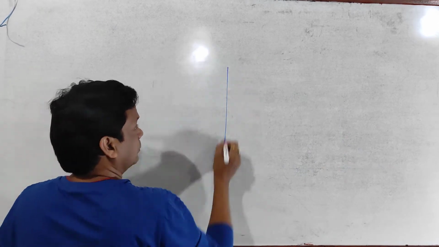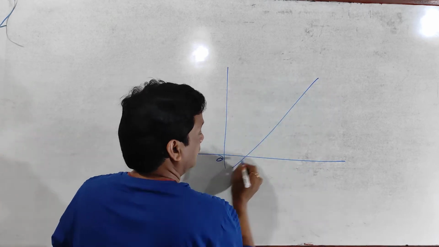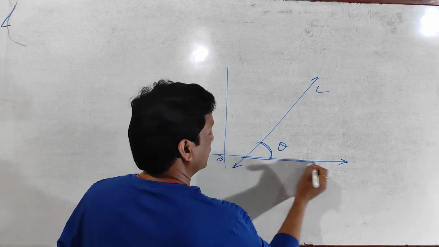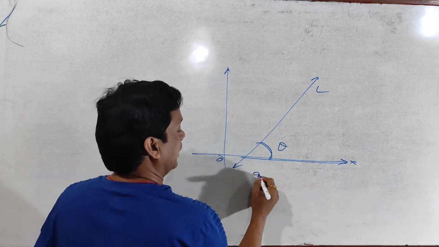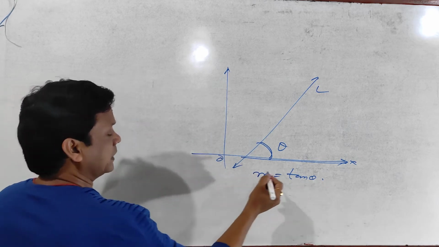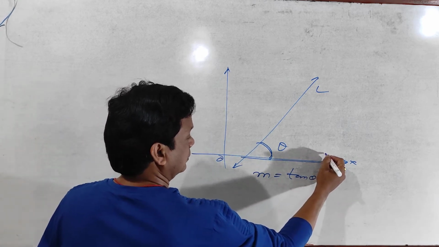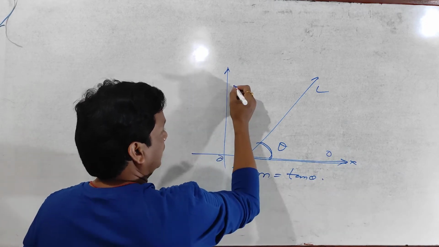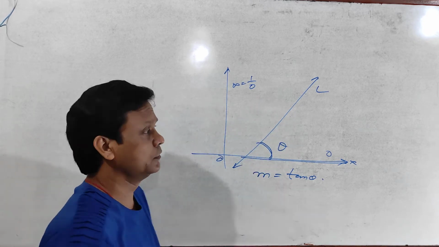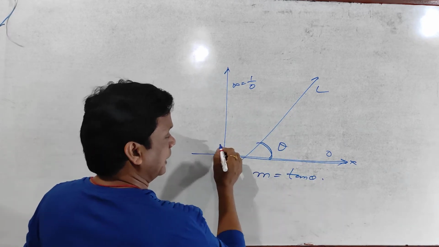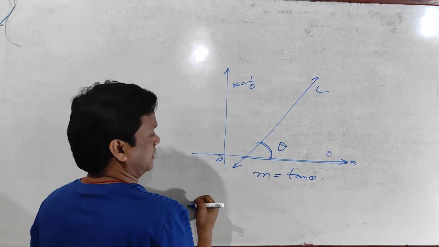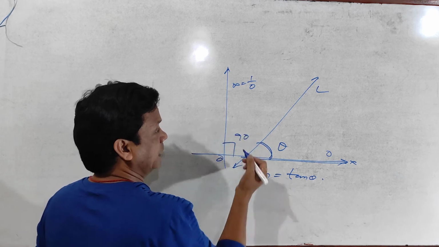Now, first of all, see here, what is the meaning of slope? If the line L makes an angle theta with the positive direction of the x-axis, then the slope m is equal to tan theta. That means the slope of the x-axis is 0 and the slope of the y-axis is infinity. Infinity means 1 by 0. If a line is parallel to the x-axis, then the slope will be 0, and for the y-axis, this is 90 degrees, so tan 90 is equal to infinity.